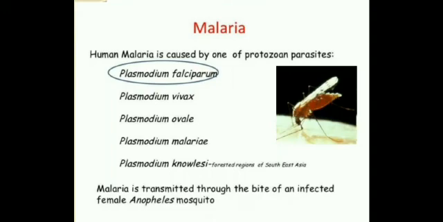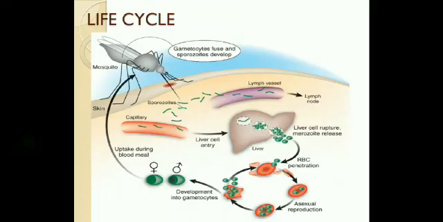This Plasmodium vivax malaria is a mild form of the disease, whereas falciparum is very dangerous, we can lose the patient. So how is malaria transmitted? Malaria is transmitted by the bite of the infected female Anopheles mosquito. You should study the name of the mosquito, that is female Anopheles mosquito, which transmits malaria.